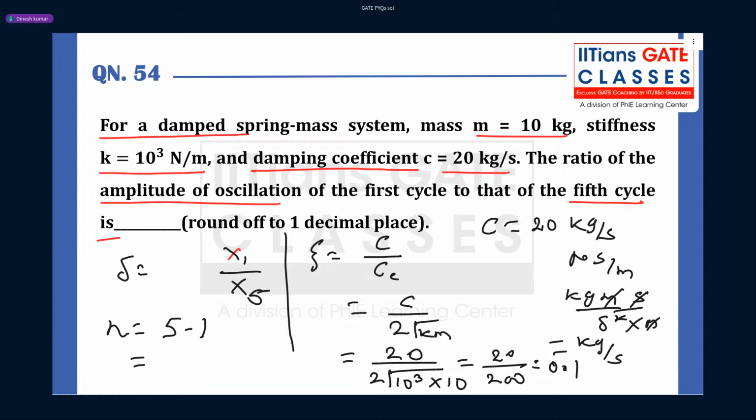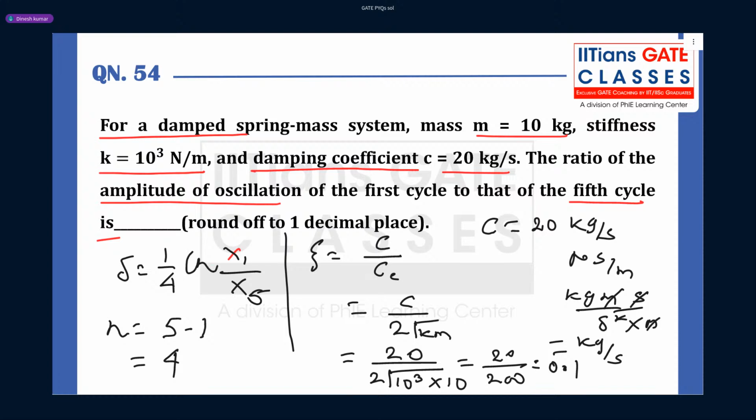Hassan, what will be the n value? See, this is where people make mistakes. They don't know how to calculate the n value. It is always the nth amplitude minus the first amplitude. So what is the nth amplitude? It is the fifth amplitude. What is the first amplitude? It is the first, right? So it is 4. So what will be delta? Delta will be 1 by 4 ln of x1 by x5.